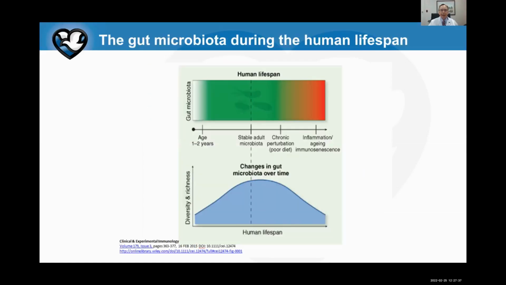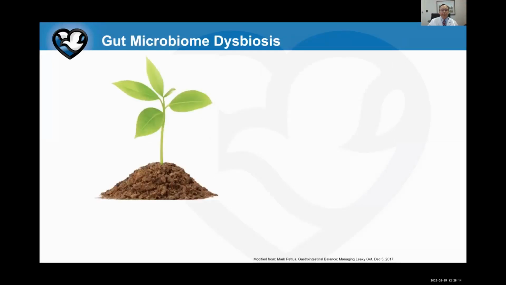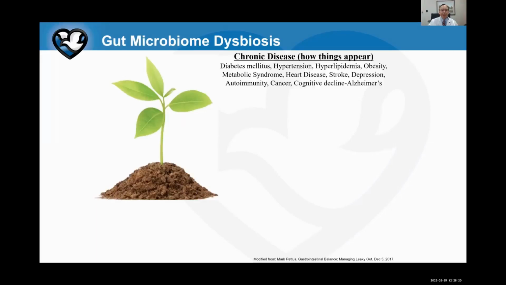Now, over a lifespan, this slide shows what has been happening, going from being born to a stable adult microbiota, but over a lifespan, more and more people are losing diversity and composition of keystone organisms, and developing gut dysbiosis centered around chronic perturbations and leading to so-called inflammaging and aging of the immune system, immunosenescence. Could this be centered around poor diet? Perhaps, and we'll come back and discuss that in further detail. Well, let's put this all together.